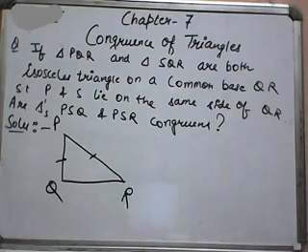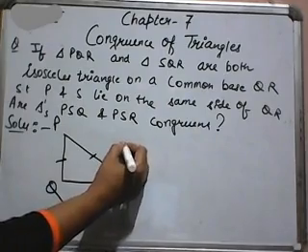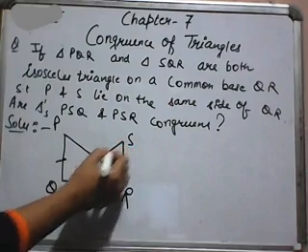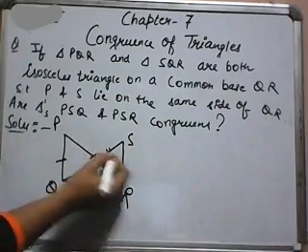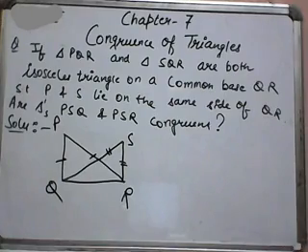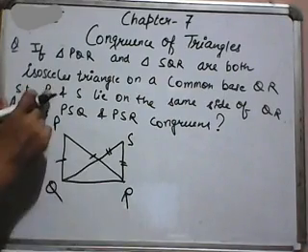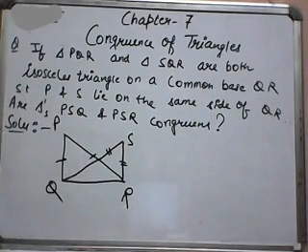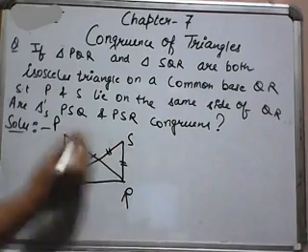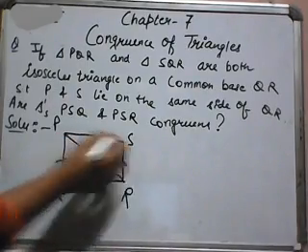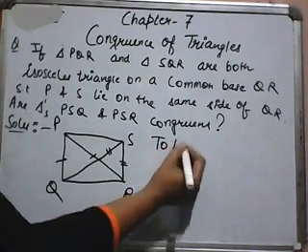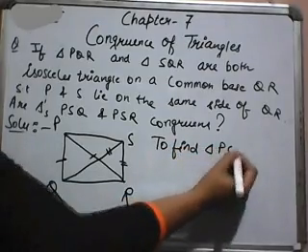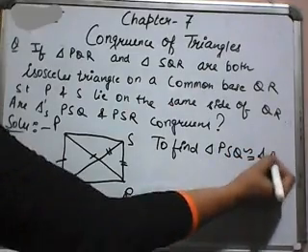Now SQR is also an isosceles triangle. Isosceles means two sides of the triangle are equal, on a common base QR such that P and S lie on the same side of QR. You have to find out whether triangle PSQ is congruent to triangle PSR.